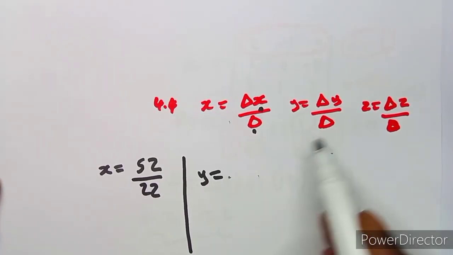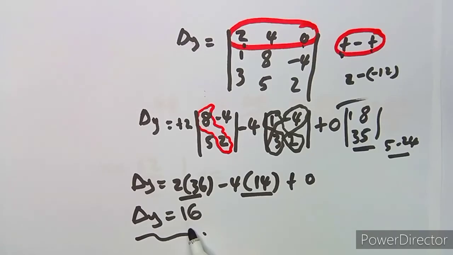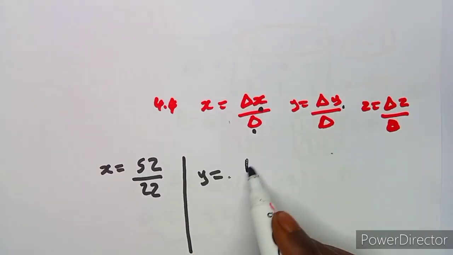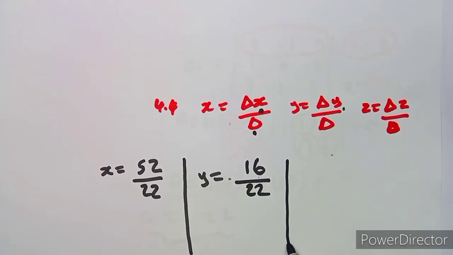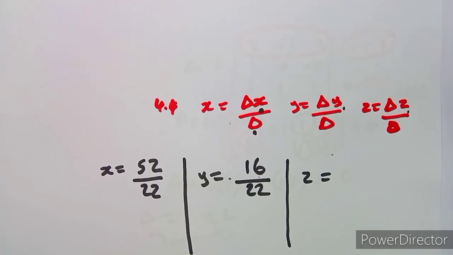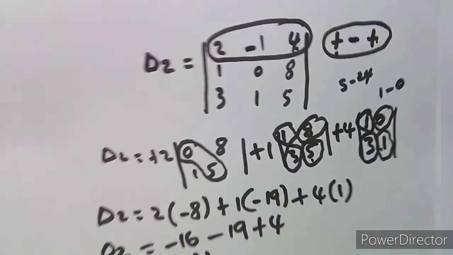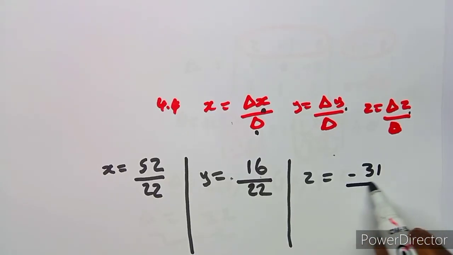Your y is going to be the determinant with respect to y, which gave us 16. So it's going to be 16 over the determinant, which is 22. You do the same for z. The determinant for constant z, which is negative 31. So it's going to be negative 31 over 22, just like that.